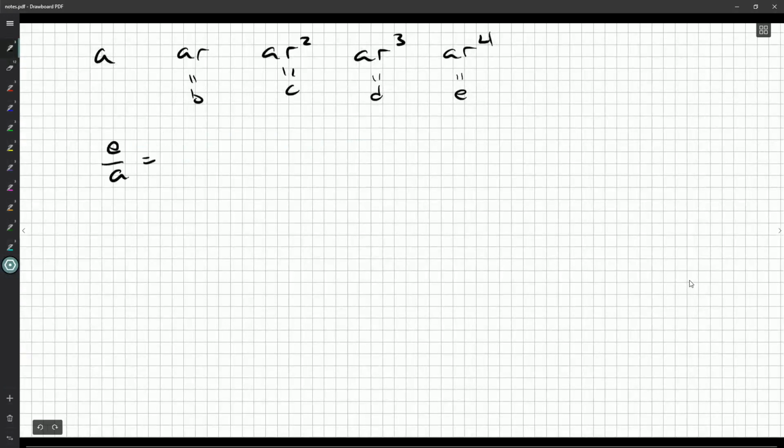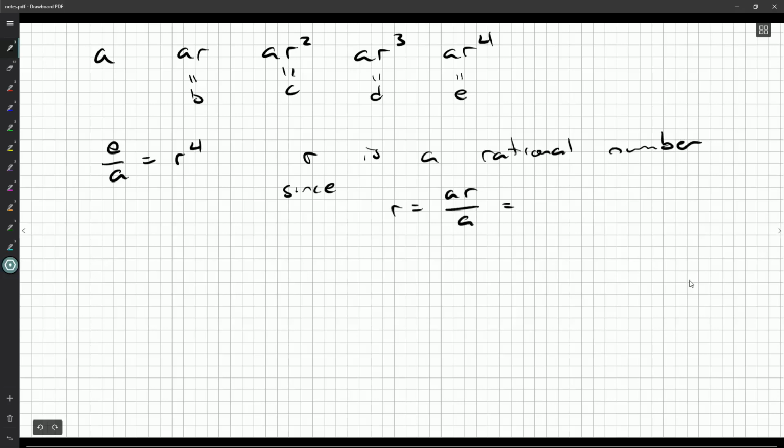Well, E over A would be r to the 4. B and A are integers, so r is a rational number, since r is AR over A, which is B over A. So it's at least rational. We can't get away with some sort of irrational number. So we might say let r equal p over q in lowest terms.